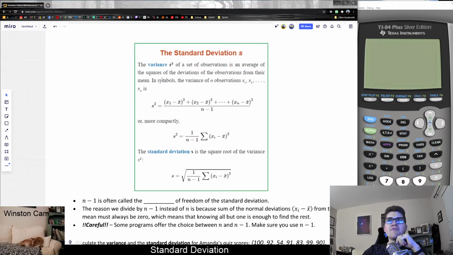So it says the variance S squared of a set of observations is an average of the squares of the deviations of the observations from their mean. In symbols, the variance of n observations x1 through xn is, and this looks kind of horrible if you have never seen it before, and it's also presented using sigma notation. And then it says the standard deviation S is the square root of the variance S squared.